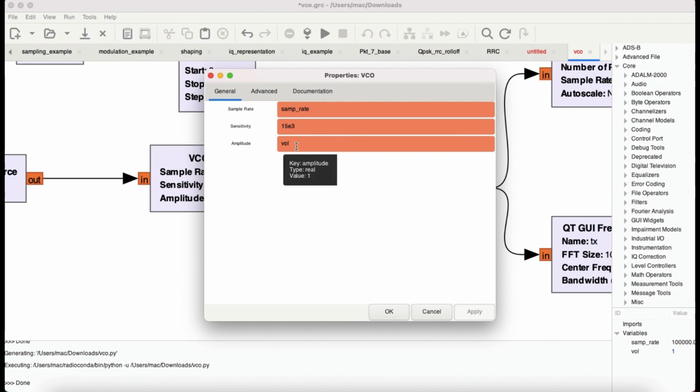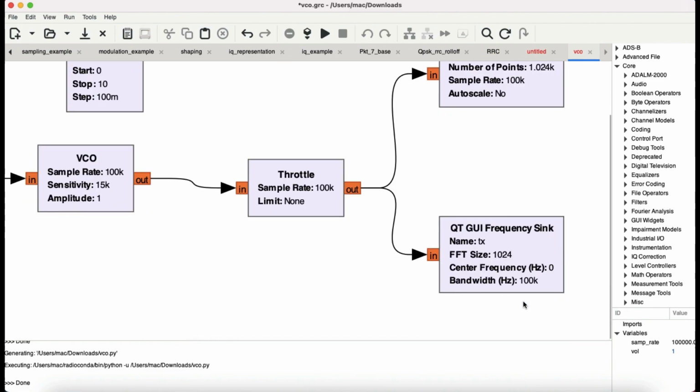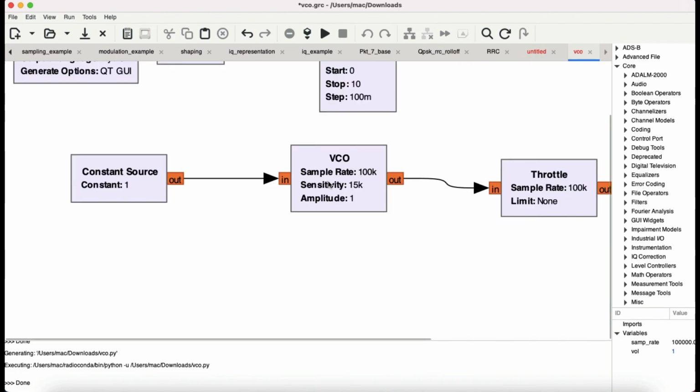And this is just amplitude, so I'm going to change this amplitude. Based on the amplitude, it will produce a frequency. Then it went into a throttle block, and then I'm looking at this signal in a time sink and also in a frequency sink. I can also do a complex value, but I'm just looking at the real values.